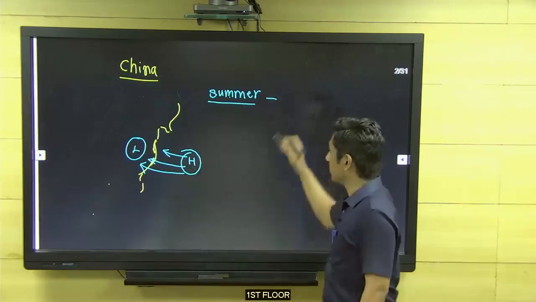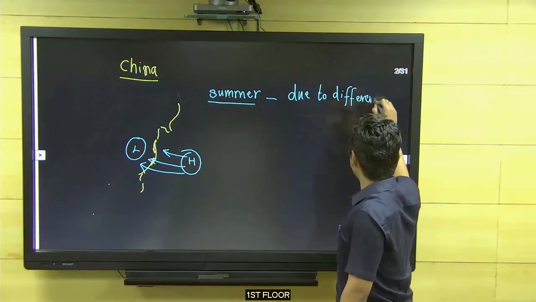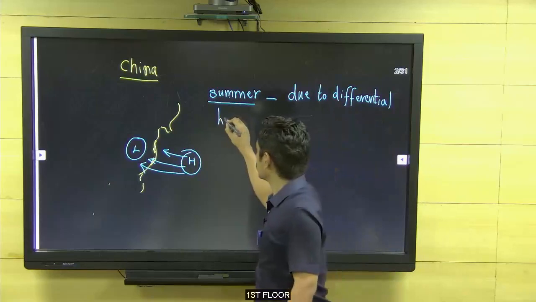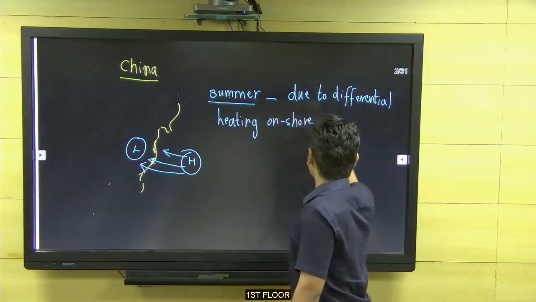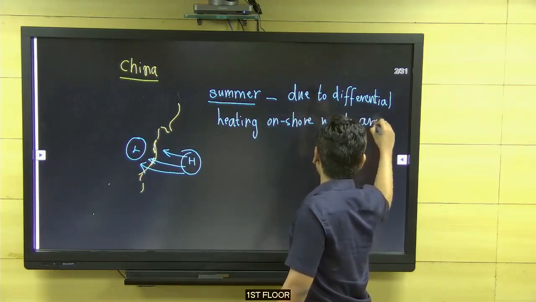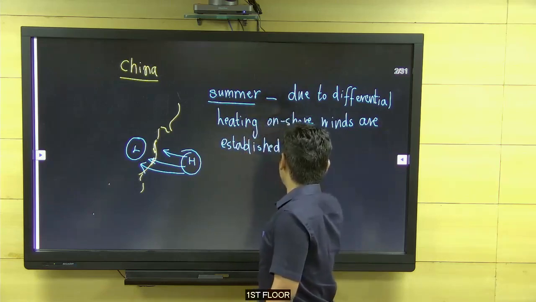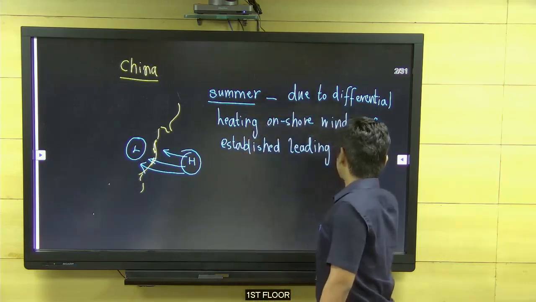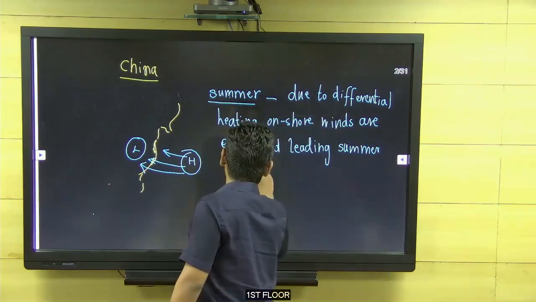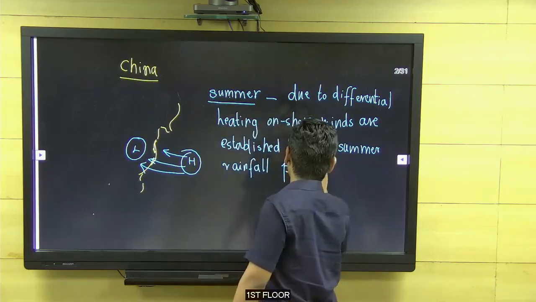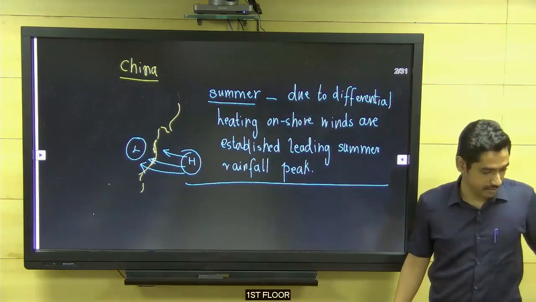So summer, due to differential heating, onshore winds are established, leading to summer rainfall peak. Very simple. Summer rainfall peak. Full stop. Okay, twist is there in winter. That is slightly tricky. We'll see how.